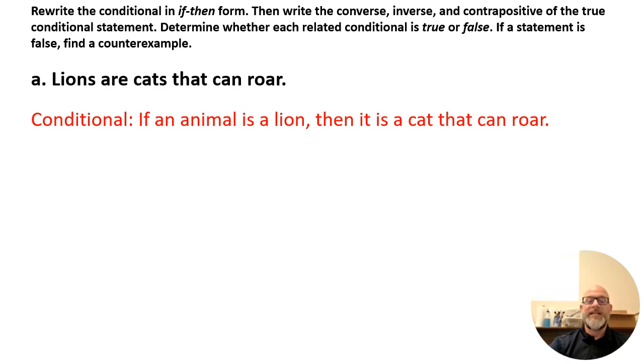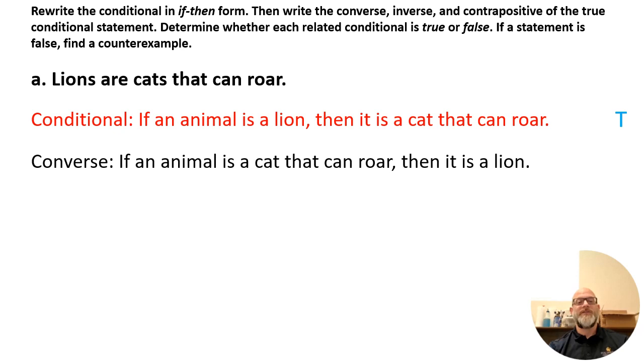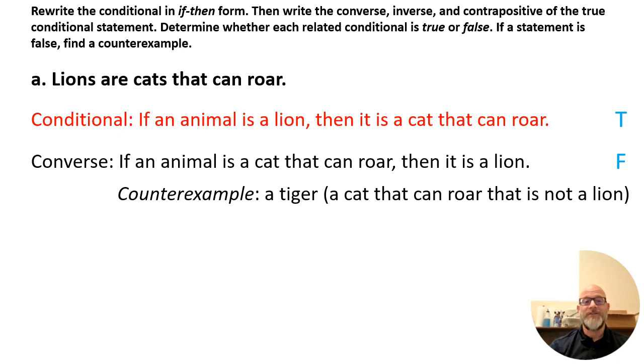All right. Is that conditional true or false? If an animal is a lion, then it is a cat that can roar. Definitely true. Okay. How about a converse? To switch them: if an animal is a cat that can roar, then it is a lion. False. Okay. I can think of many counterexamples. How about a tiger? A tiger is certainly an animal, is certainly a cat that can roar, but it's not a lion. Okay, one counterexample will do.